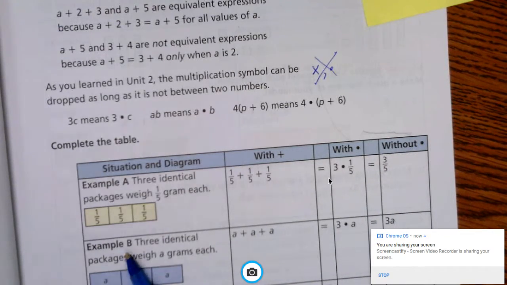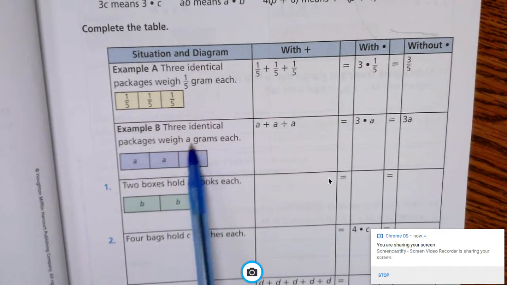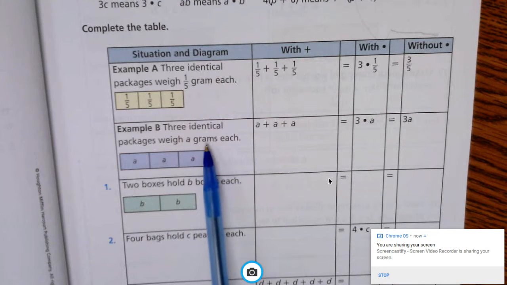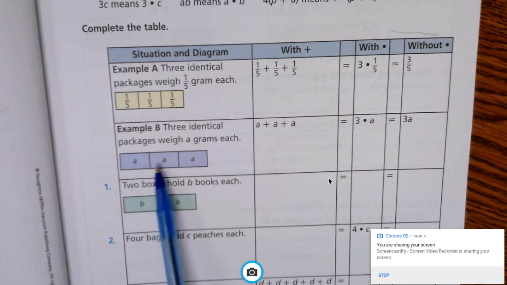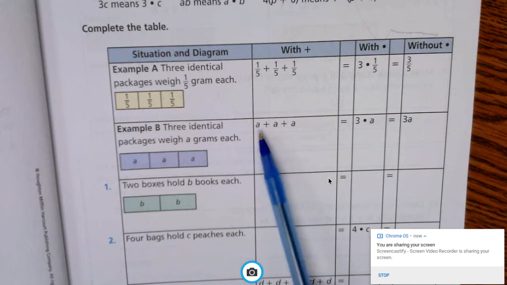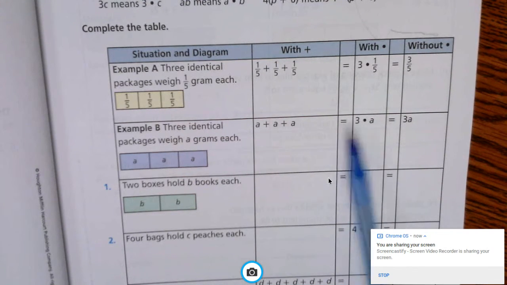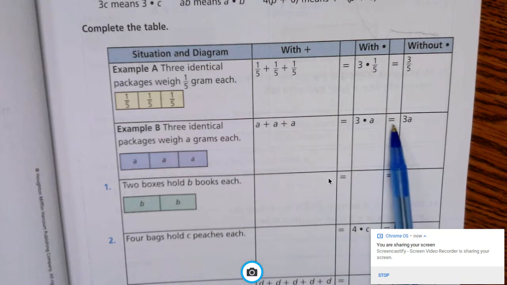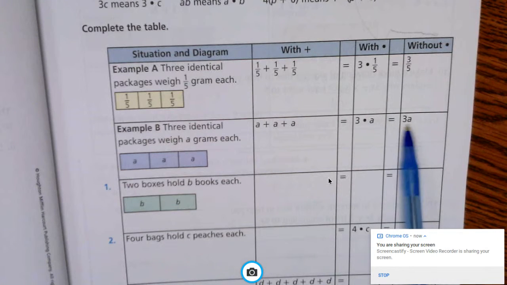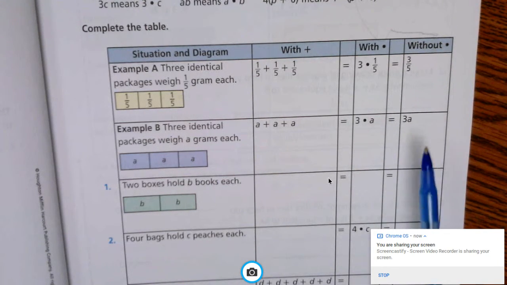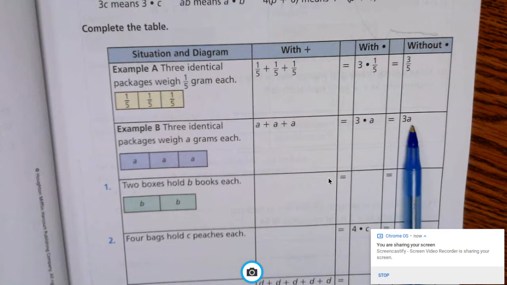Example B. So here you can look at 3 identical packages weighing A, an unknown value, grams each. So A plus A plus A is equivalent to 3 times A, which is also equivalent to just 3 next to A. Without that multiplication symbol, you can do that, as long as it isn't 2 numbers.